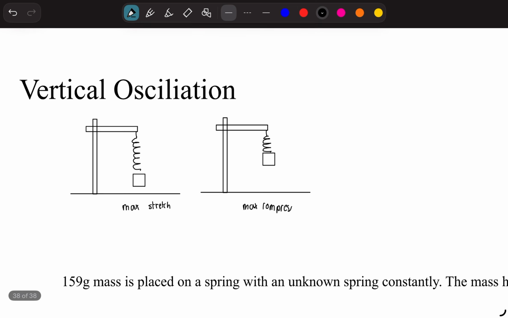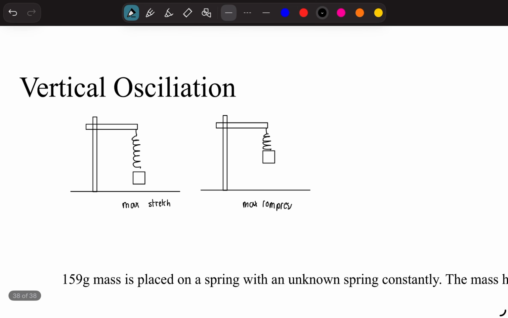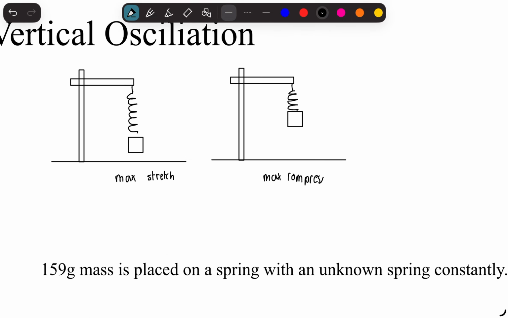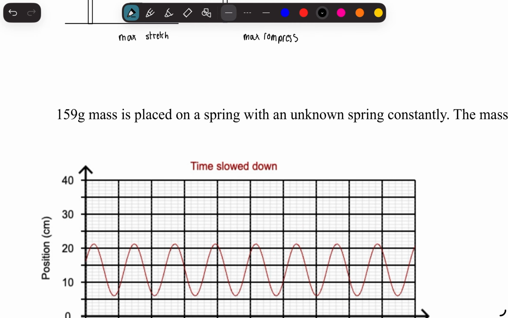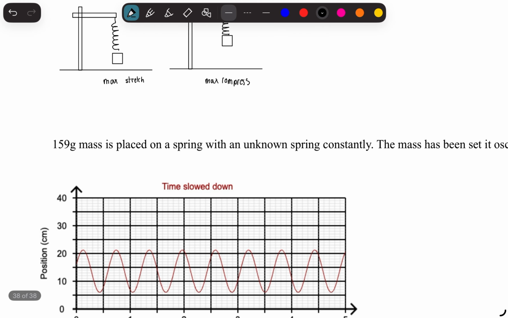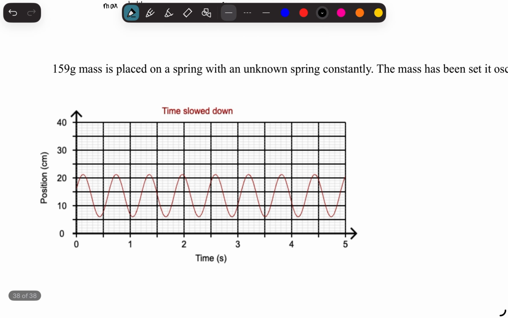In this video, we're going to be doing some vertical oscillation problems. In a vertical spring, you have a state in which your spring is maximally stretched and maximally compressed. When you have the spring in motion like that, at its max compression and its max stretch, it creates a sinusoidal wave that is cyclical, and it has cycles that are measured in periods and frequency.